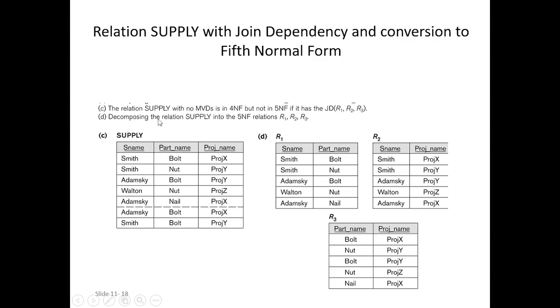So we have this supply relation, which is not in 5NF. It has a join dependency R1, R2, R3, and we can divide it into R1, R2, R3 with these attributes. If we decompose it like this, then these three are in 5NF. And again, when we perform a natural join on these three relations together, we'll get back the original R. Okay, that's all about 4NF and 5NF.